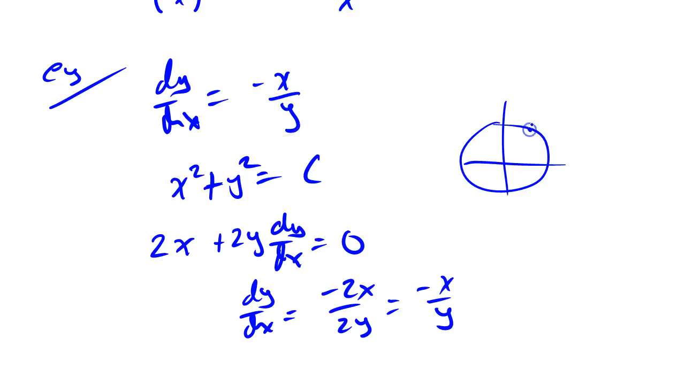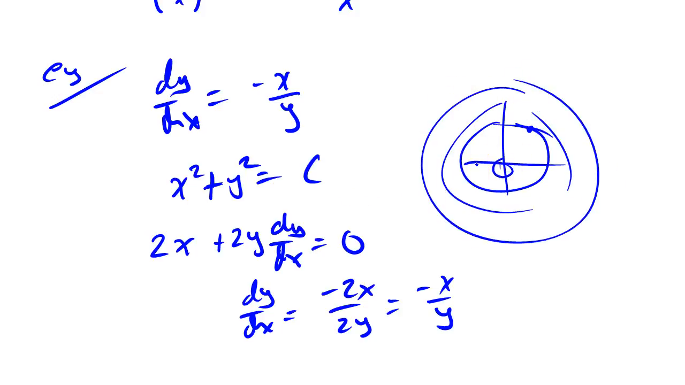The slope at any point here is the negative of the x-coordinate divided by the y-coordinate. This is not the graph of a function. This is x squared plus y squared equals c. That's a relationship between x and y, but it's not a function. Yet I still would call this a solution. In fact, any one of these circles, a whole family of solutions here, any circle centered at the origin would be a solution to that differential equation.